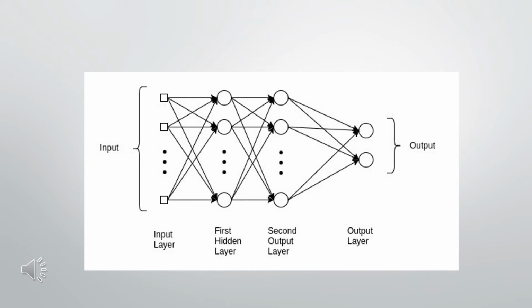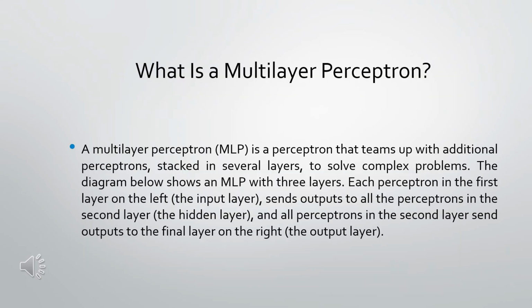So if the same thing is happening across multiple layers, such a task is known as multi-layer perceptron functionality. Now we should have a question: what is a multi-layer perceptron actually? A multi-layer perceptron, that is MLP, is a perceptron that teams up with additional perceptrons, stacked in several layers, to solve a complex problem.